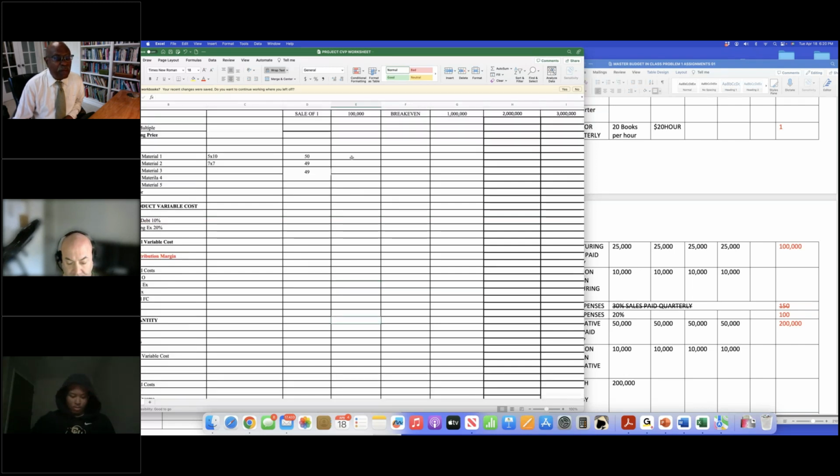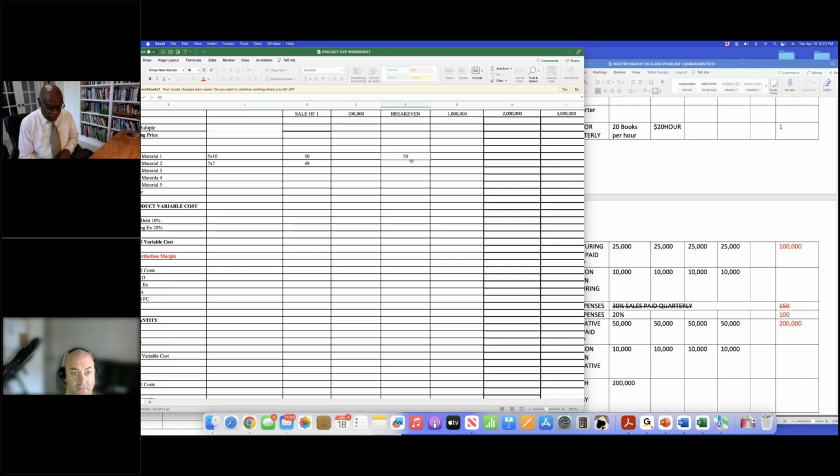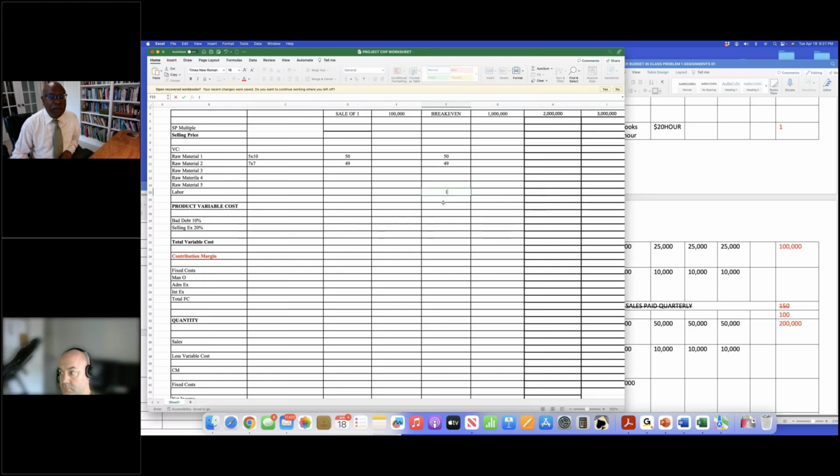Okay, let's see. We said the raw materials, let me go to break even year, 50. One was 40, one was 49. How much was the labor? I gave you all the numbers. The labor was one, and we add all of that up. What's the product variable cost? 100.